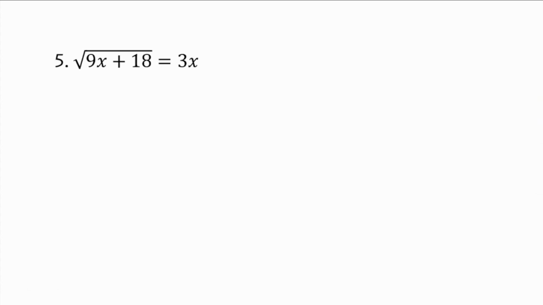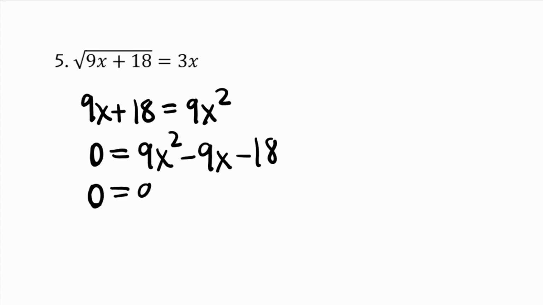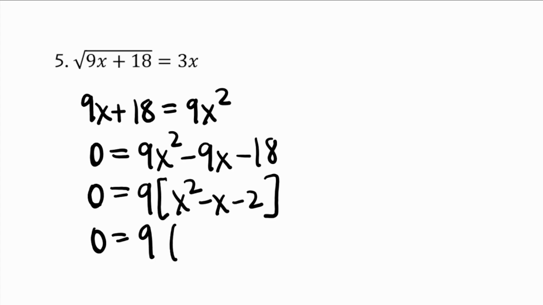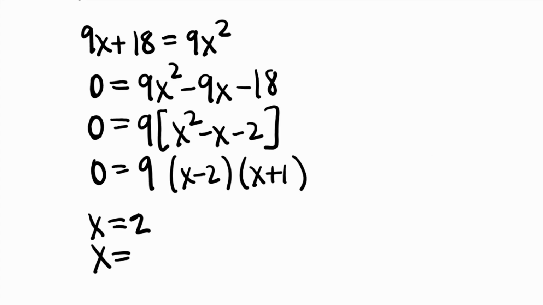On this one, we're going to start by squaring both sides. But if I square 3x, I'll square the 3 and I'll square the x. So I'll set this thing equal to 0. Start factoring. I've got a 9 on everything, so I've got x squared minus x minus 2, and that's something I can factor if I can think of two numbers that multiply to negative 2 while adding to negative 1. I feel that would be negative 2 and positive 1.